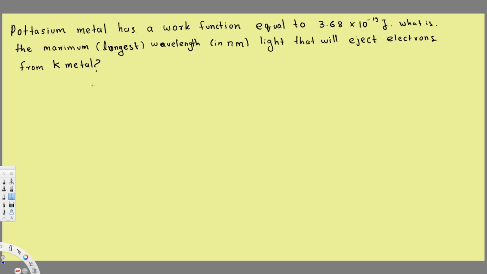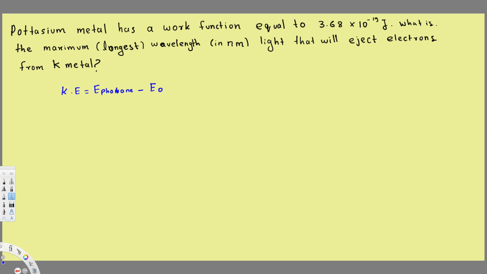So first of all, we have to know in which situation this light will eject electrons, right? So which wavelength will eject electrons? To know that, let's put the equation first. The kinetic energy is equal to the photon energy, E photon, minus the work function, that is E naught.